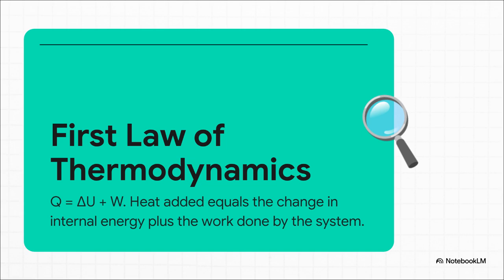The heat you add, Q, can do one of 2 things. It can either increase the system's internal energy, that's the delta U part, delta just means the change in U, or it can be used by the system to do some work, W. That's it. Energy in equals energy accounted for. Nothing's ever created or destroyed, it just gets moved around.